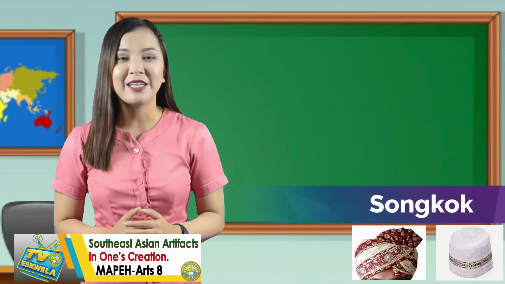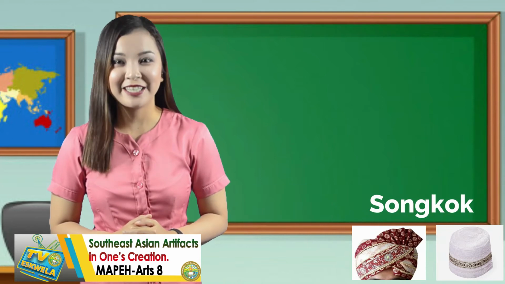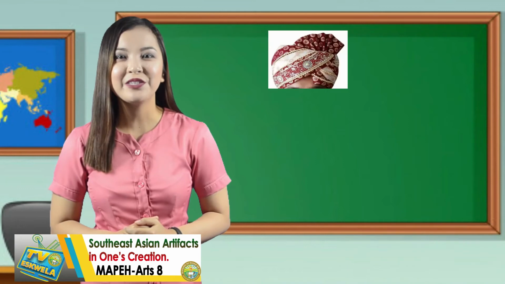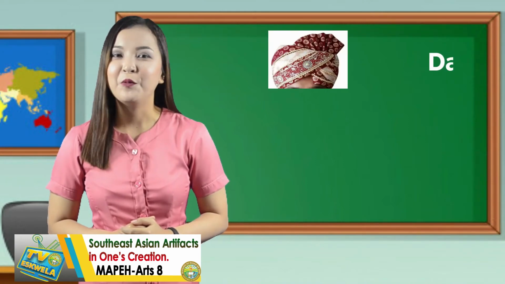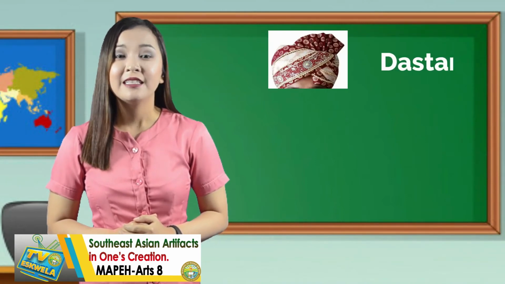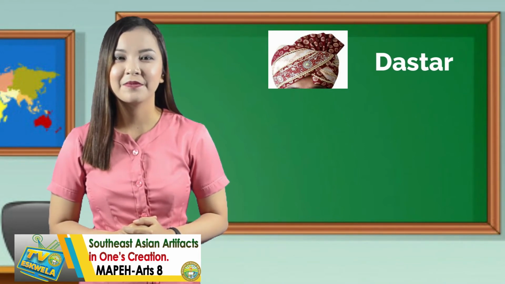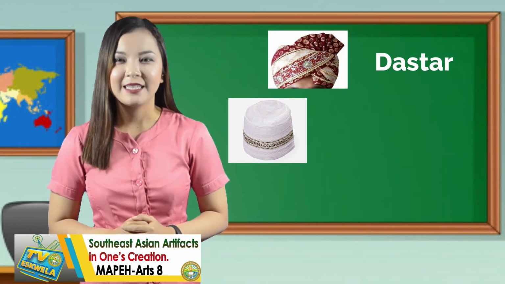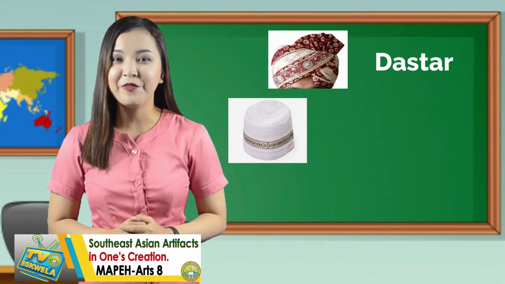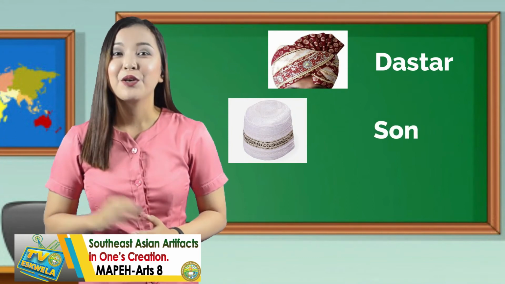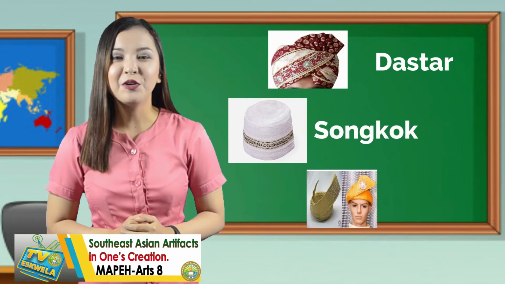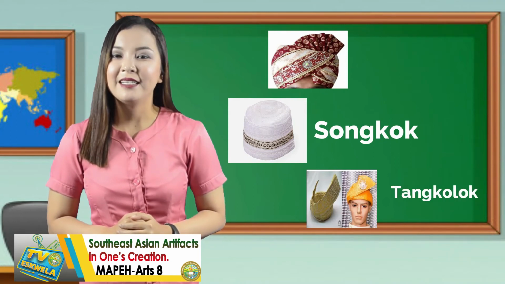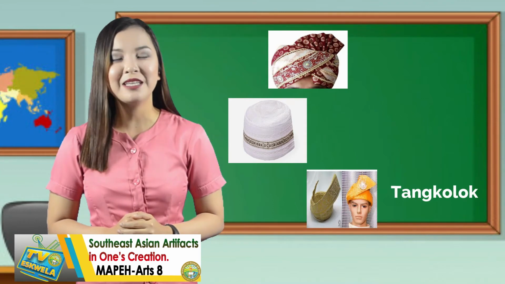In Brunei Darussalam, men's headgears are categorized into three. First, dastar, which is a piece of cloth tied around the head. Second, sungkok or kopya, a type of cap made from velvet. Third, tangkulok or serban, which resembles a turban and is a typical headdress in the Middle East.